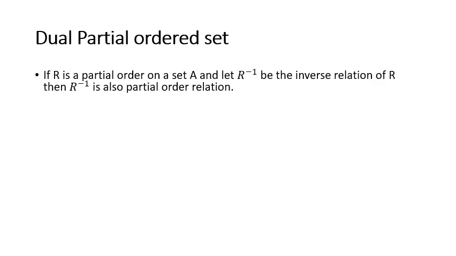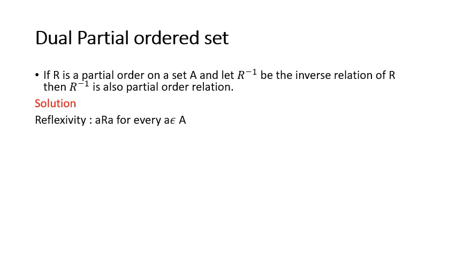Now let us see what a dual partially ordered set is. If R is a partial order on a set A and let R inverse be the inverse relation of R, then R inverse is also a partial order relation. That means if R is a partial order on a set A, then R inverse is its inverse. R is a partial order relation, then R inverse is the inverse of the relation R, and we can say that R inverse is also a partial order relation.